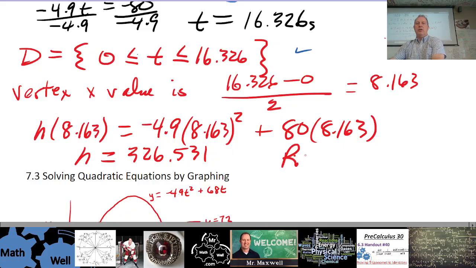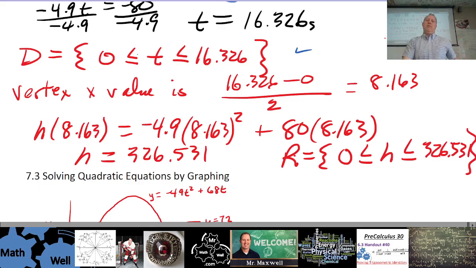So my range is going to be 0 less than or equal to h, and it goes all the way up to and including 326.531. And that would be fine. Even if you round up on that decimal, I'm okay to put the equal sign there. All right, so that's a big question there.